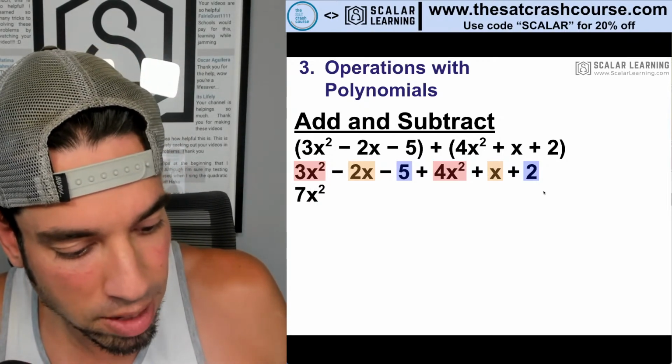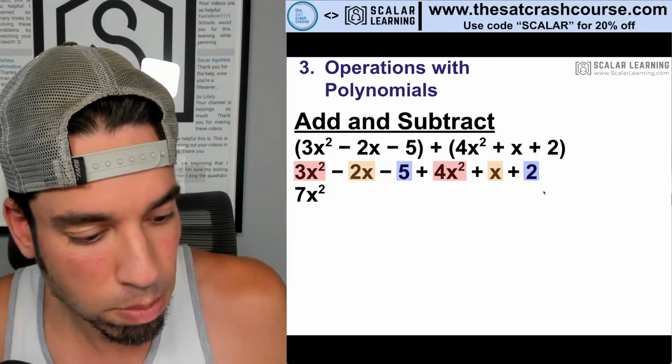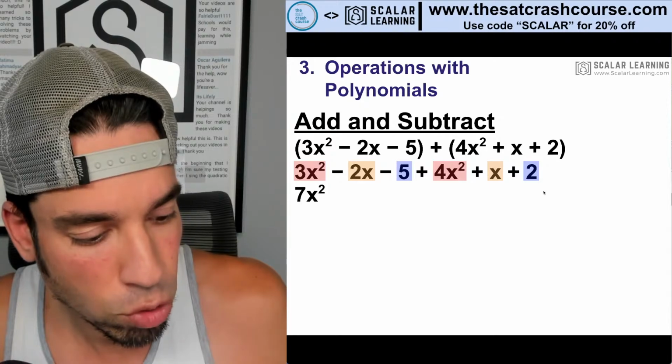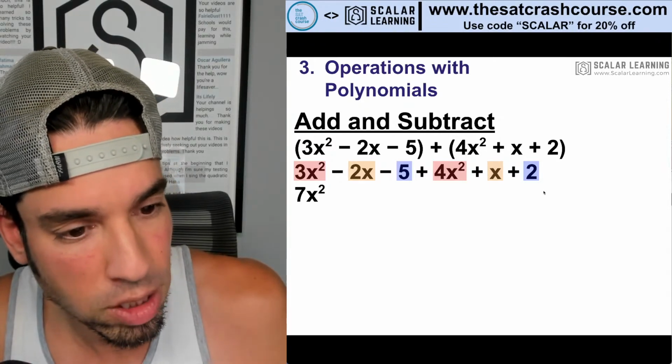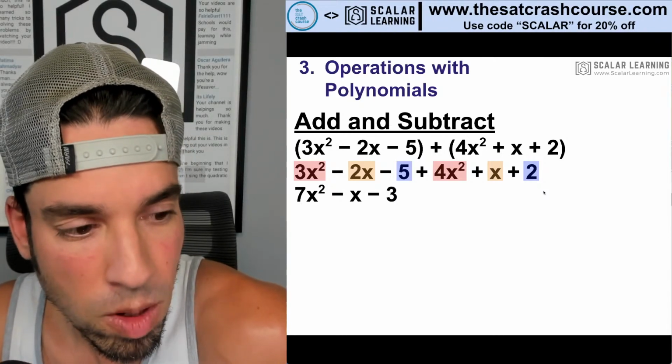You're just basically adding those coefficients, 3 plus 4. What about negative 2x plus x? That's like negative 2 plus 1. Again, adding those coefficients, and that gives us a negative x. And then 2 and negative 5 gives us a negative 3. So that's how you do it.